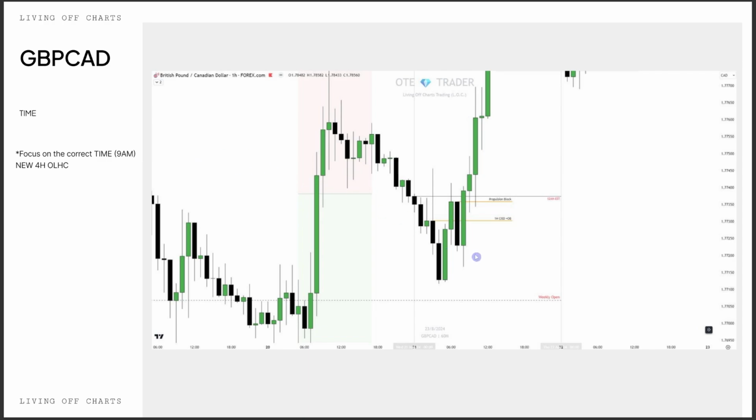Now, also, I want you to focus on the correct time because time is very important in trading. If you focus on 9 a.m., which is the 4-hour candle opening, right? You can use the same concept as a weekly opening, power of 3, but you can also use it on a 4-hour power of 3, right? So you expect the 4-hour candle to dip lower into a key level and then expand higher.